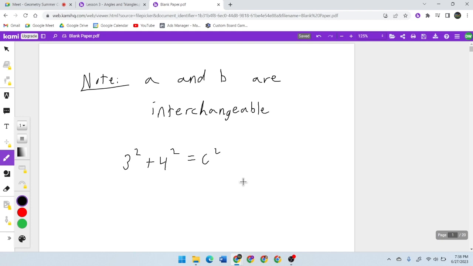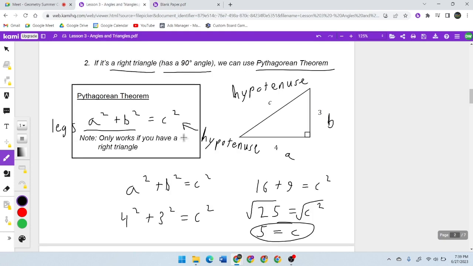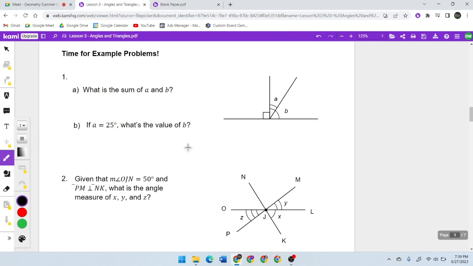Any questions on the Pythagorean theorem? Okay, great. Now let's look at some examples about everything we just talked about.